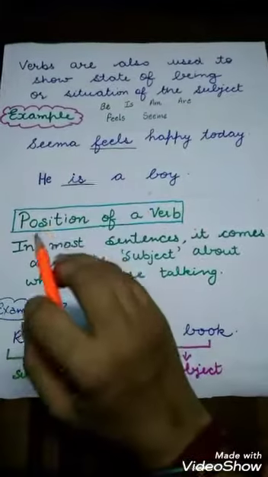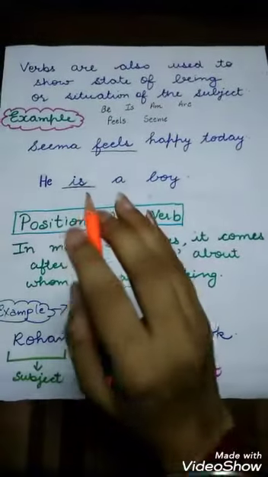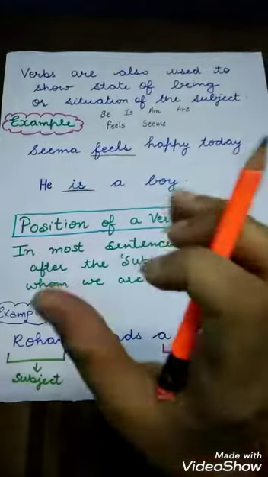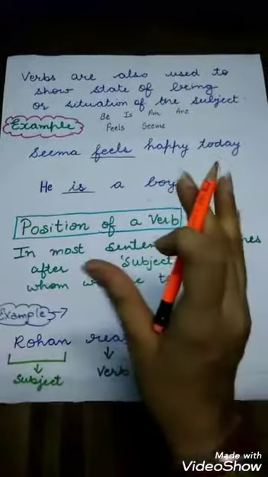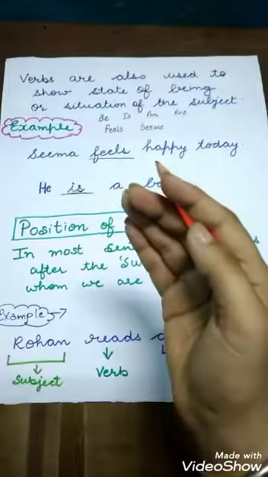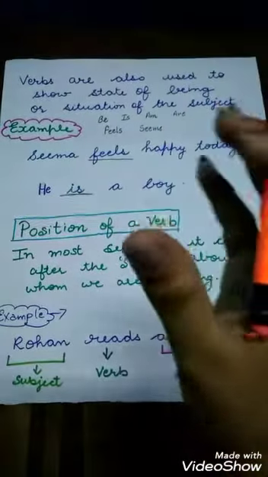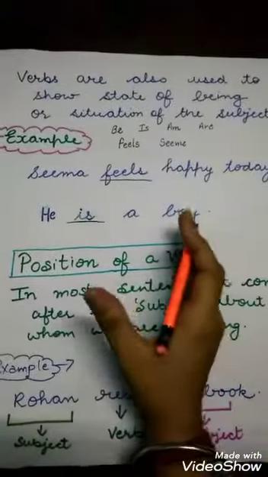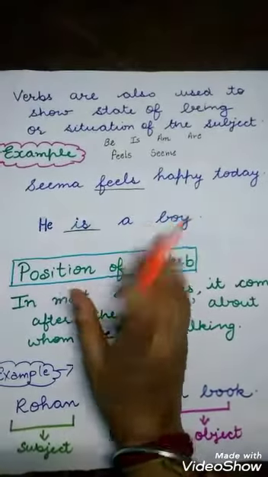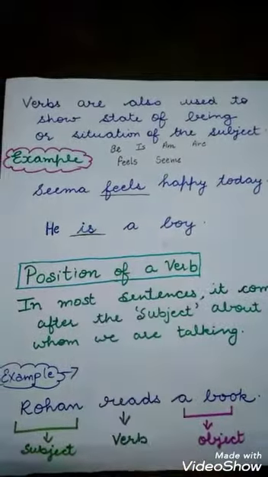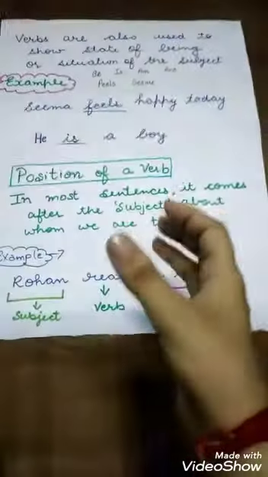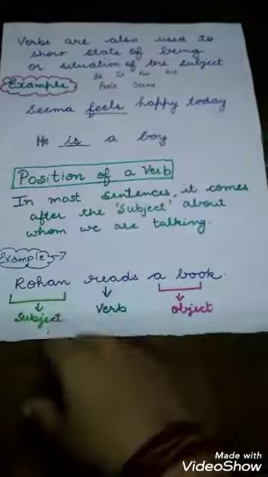He is a boy. Now we are using the word is as a verb, yet it does not show any physical action, but we are using it just to express the state of being of the person. So these words are called state of being verbs. Now let's talk about the position of a verb. That means where we place verbs in our sentences.